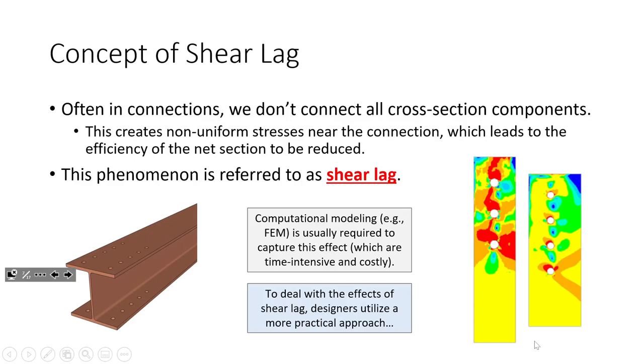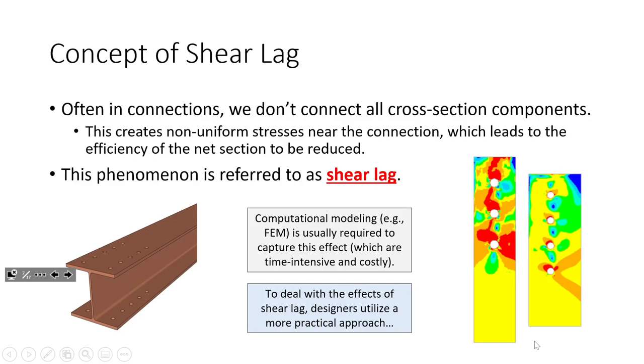So let's see. What we're talking about here is the net section, right? For the gross section yielding, it was just Fy times Ag, but for the net section, it's not Fu times An, it's Fu times Ae. Why is that? Well, I propose that at the net section, not all of that area is effective in transferring stress. See, here's the deal, okay?